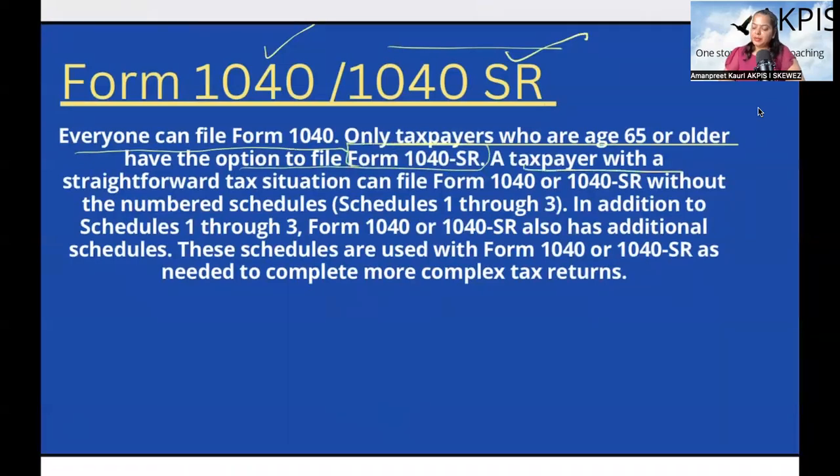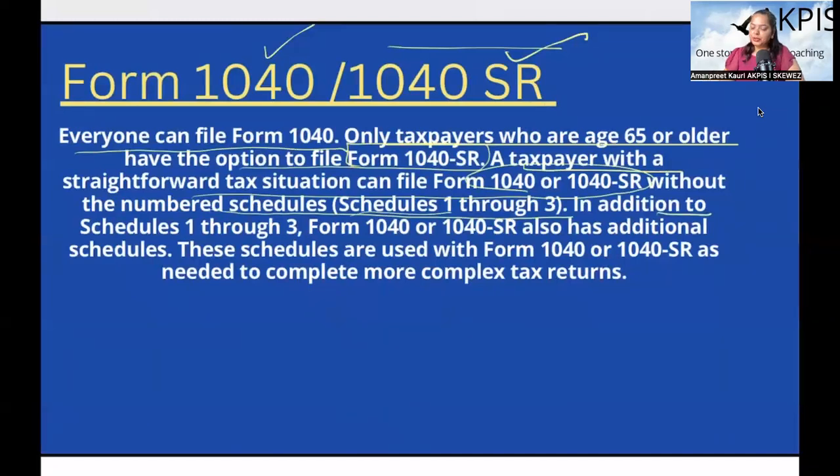So any taxpayer with a straightforward tax situation can file either of these two forms without the numbered schedules, Schedule 1 through 3. That means if you're an individual, you can file your income tax return and the schedules need not be attached. This is Schedule 1, Schedule 2, Schedule 3. Basically they support your return, so they are not compulsory, right?